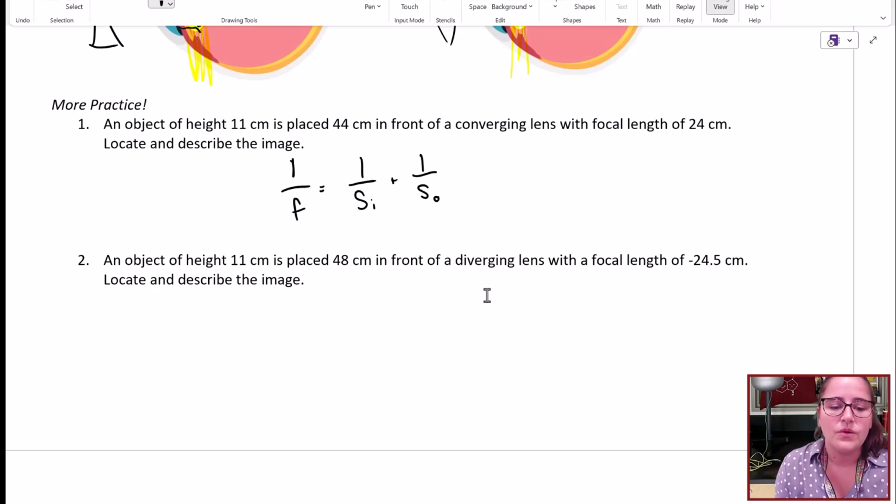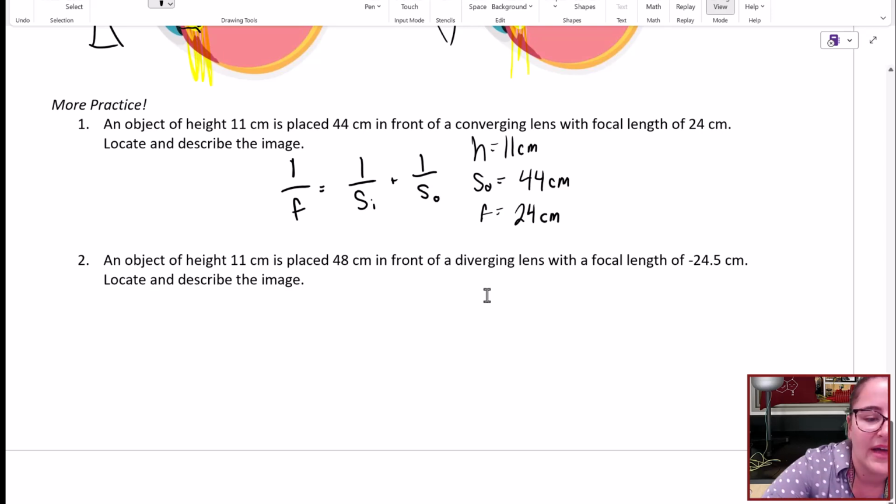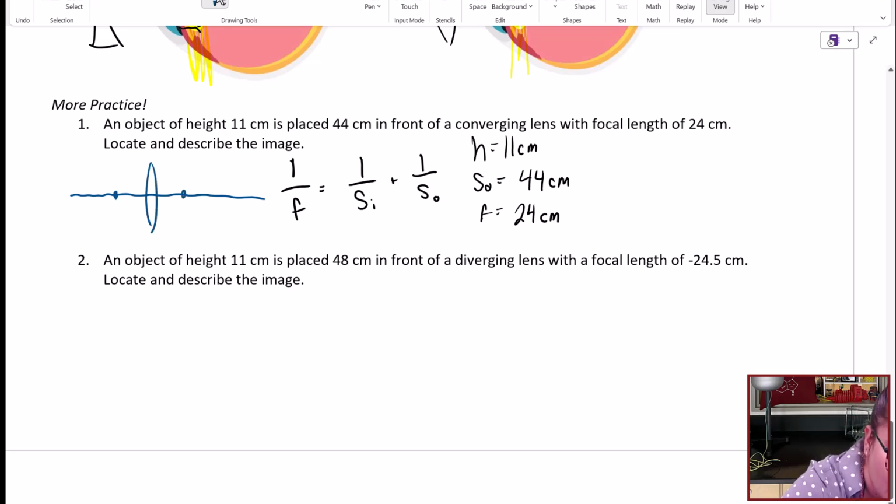Okay, so we have an object with a height of 11 centimeters, which is placed a distance of 44 centimeters in front of a converging lens with a focal length of 24 centimeters. Locate and describe the image. Let's start with a quick little sketch. Here we have our lens. We have a focal length of about 24, and then our object is at about 44. So not quite at 2f, but pretty close. So I'm just going to draw it right there.